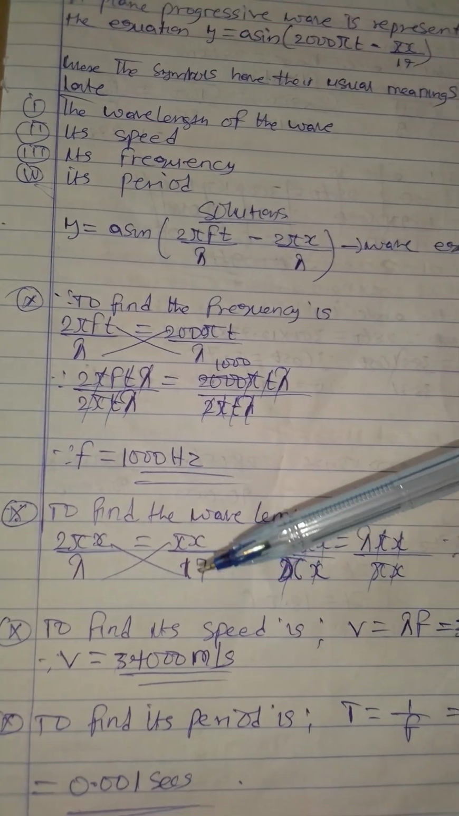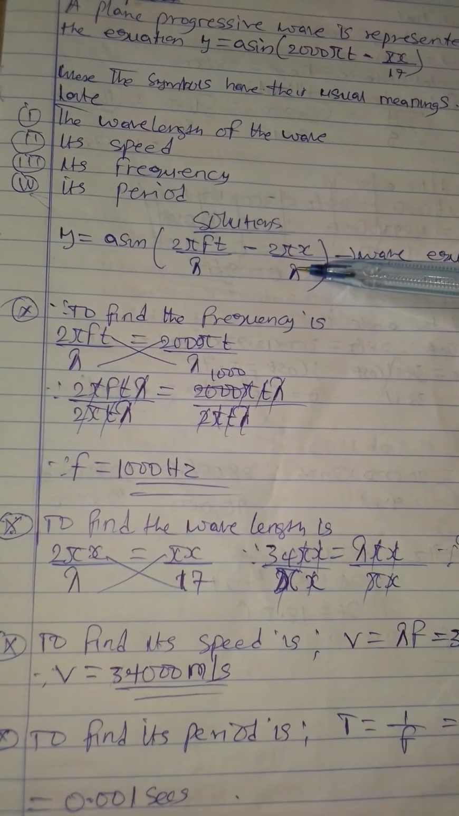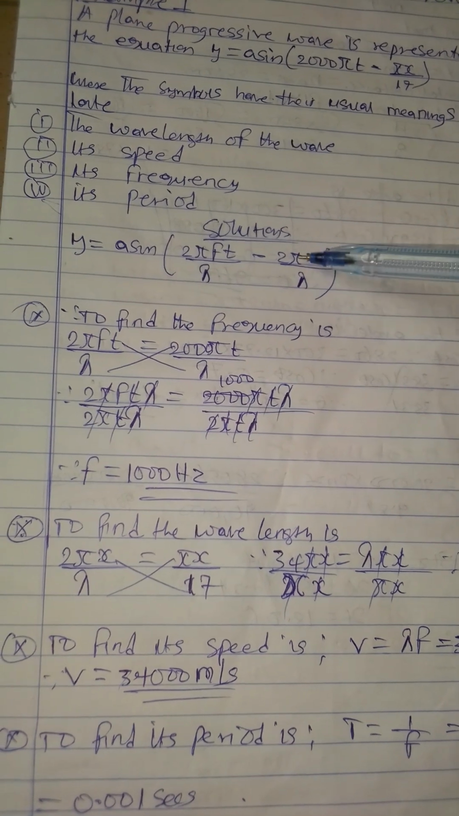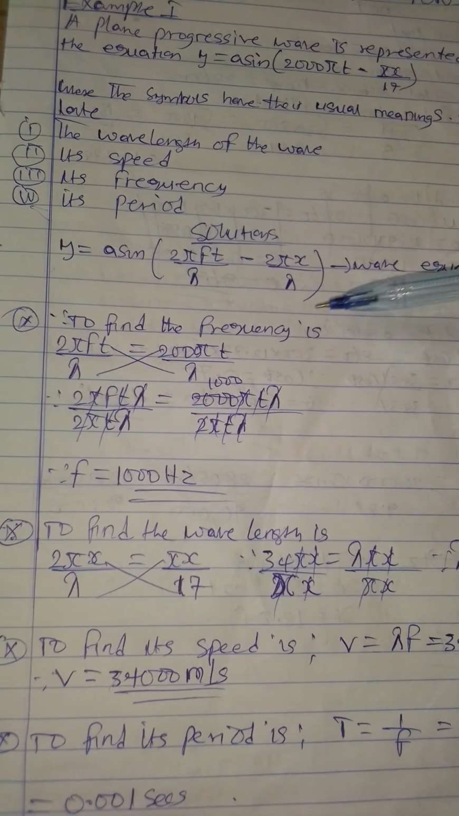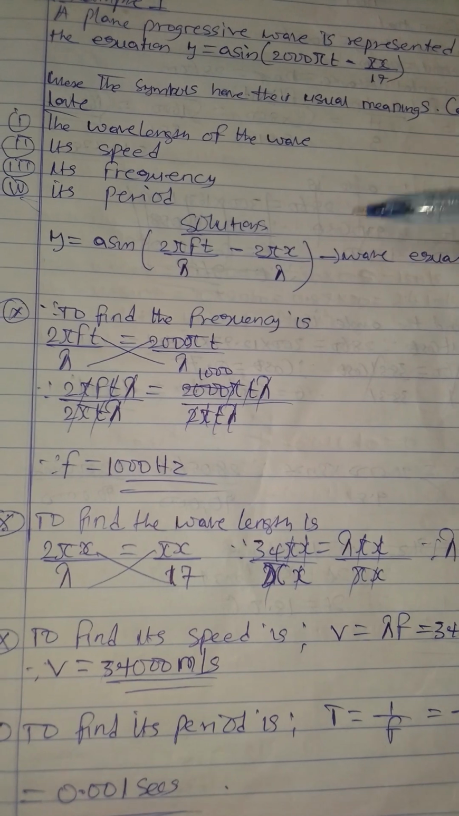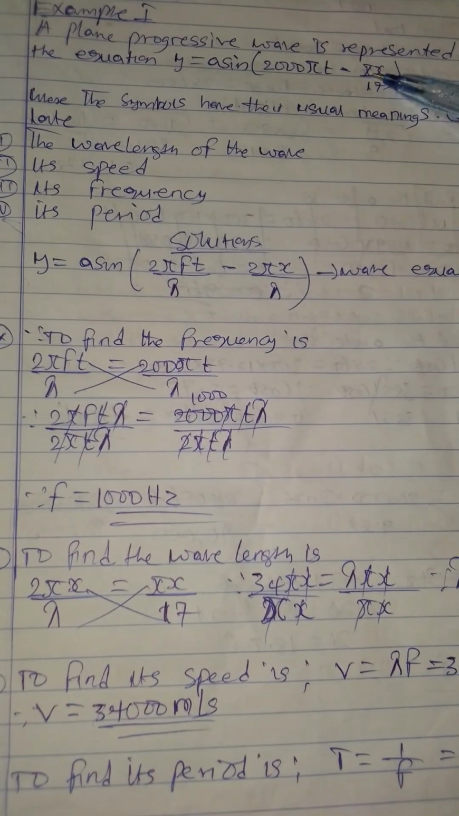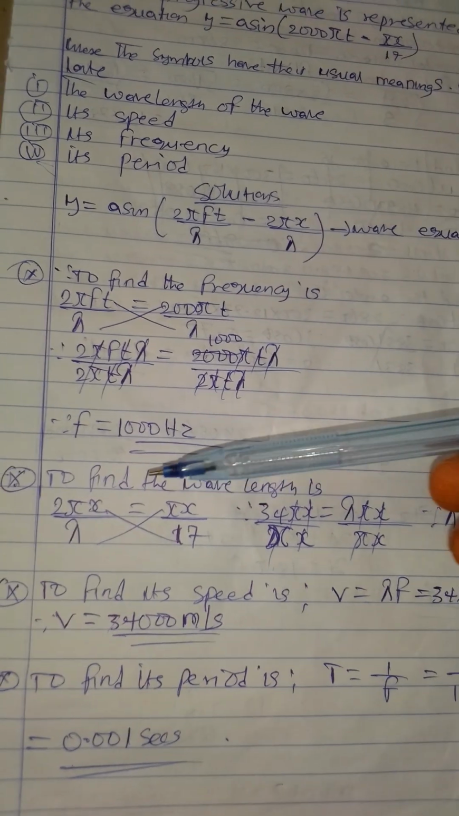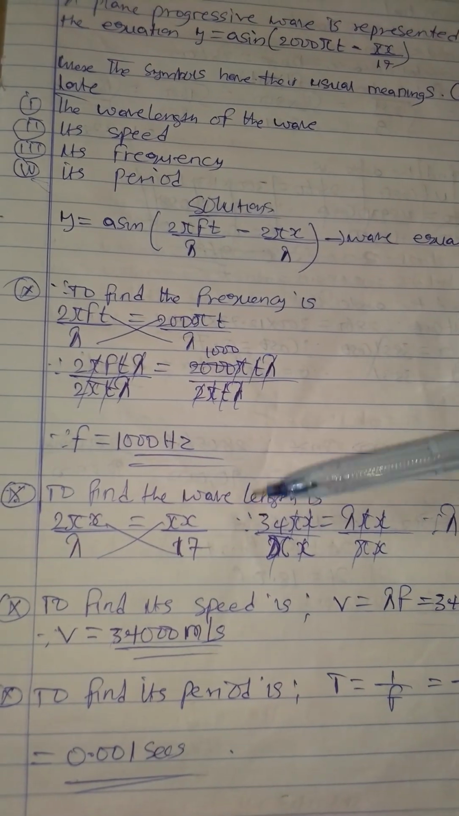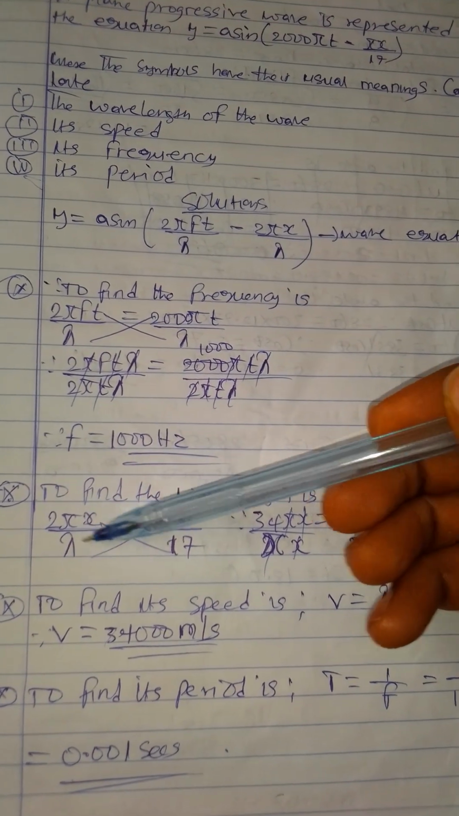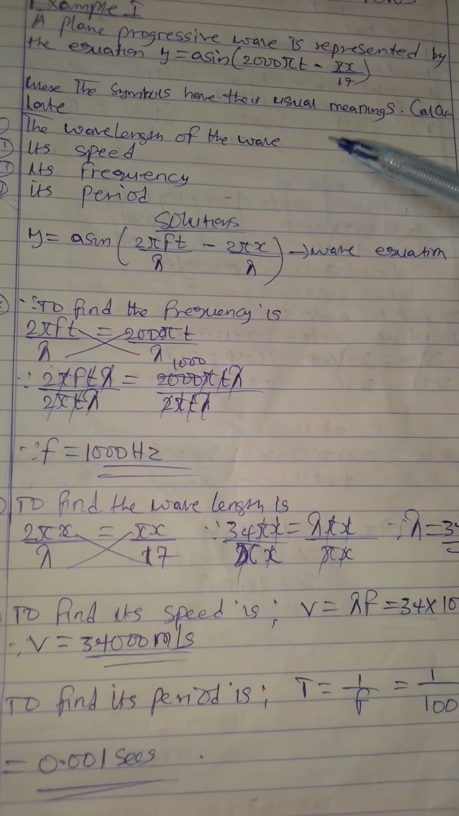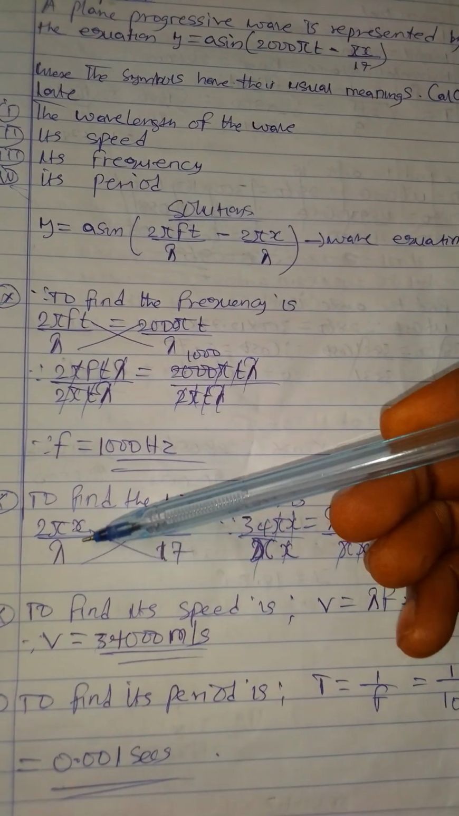Now, after finding the frequency, let's find the wavelength. To find the wavelength, if you check, this is the wavelength equation, and this equation matches with this equation. Therefore, I have to take this equation and this equation. To find the wavelength, we have 2πx/λ is equal to πx/17.